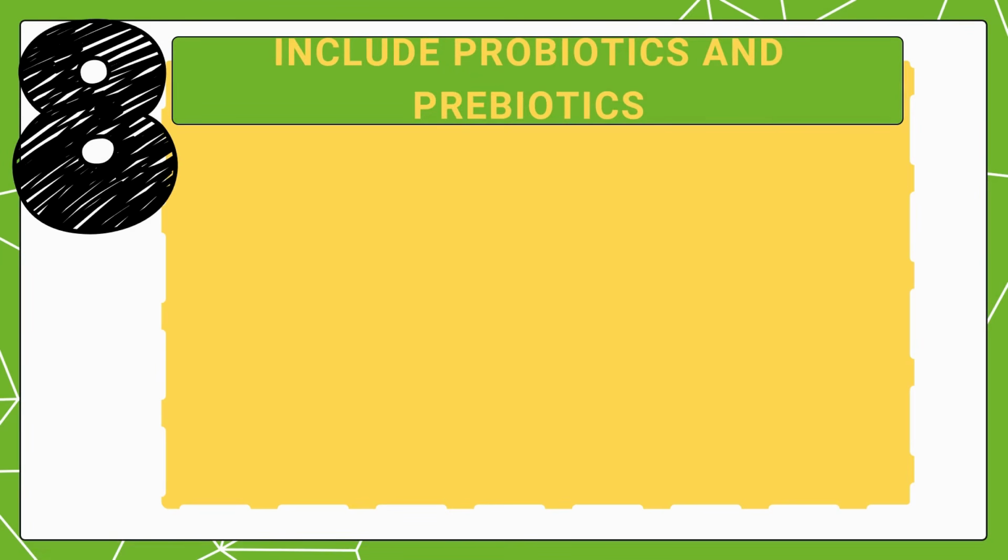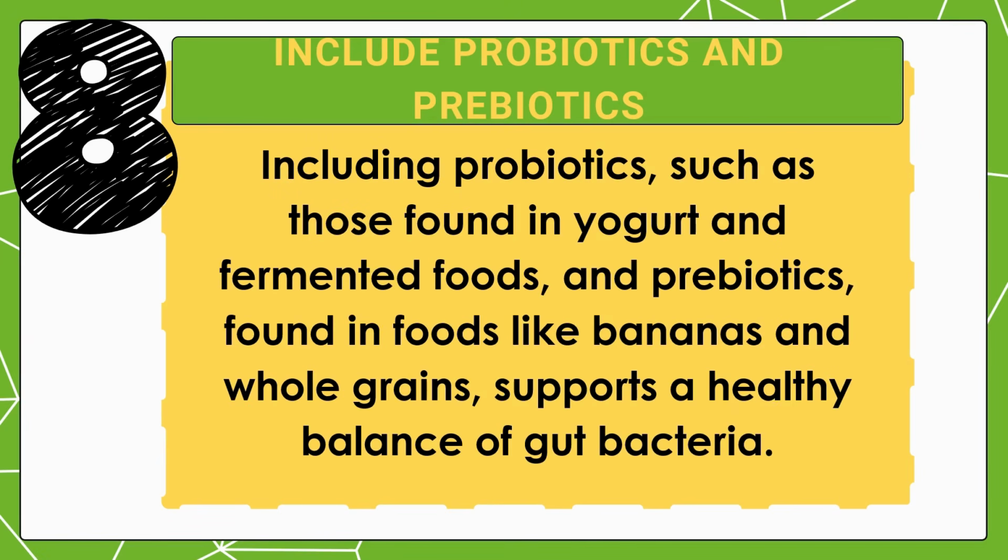Number 8, include probiotics and prebiotics. Including probiotics, such as those found in yogurt and fermented foods, and prebiotics found in foods like bananas and whole grains, supports a healthy balance of gut bacteria.